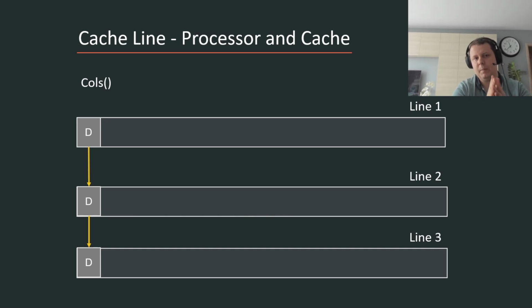And what happens in the columns version? We load a single value, then increment, then throw that entire cache line away. We load another one, increment, throw that away, load another one, increment, and throw that away. That's a problem. This is a big problem.